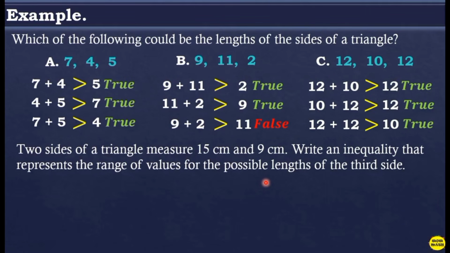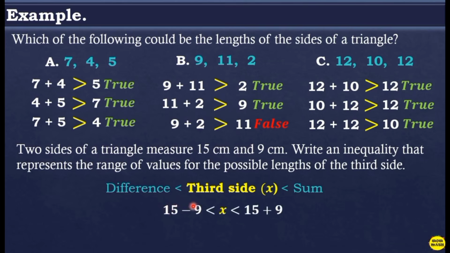So, tatandaan natin yung triangle inequality theorem na dapat pag inadd natin yung any two sides ng triangle, it is always greater than the third side. So, paano natin makukuha? So, we will be using this formula. Okay? So, kunin mo yung difference nung given, and then ito yung unknown natin, and then kunin mo yung sum nung given. So, ano ba yung given natin? 15 and 9. So, that is 15 minus 9, and then your third side, ito yung unknown, yung hinahanap natin, that is x. And then the sum of the given, so we have 15 plus 9.